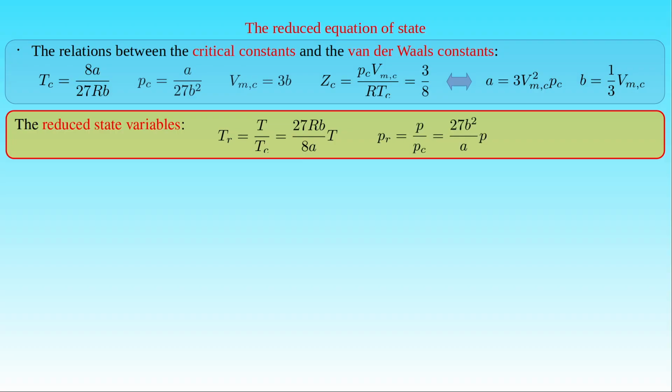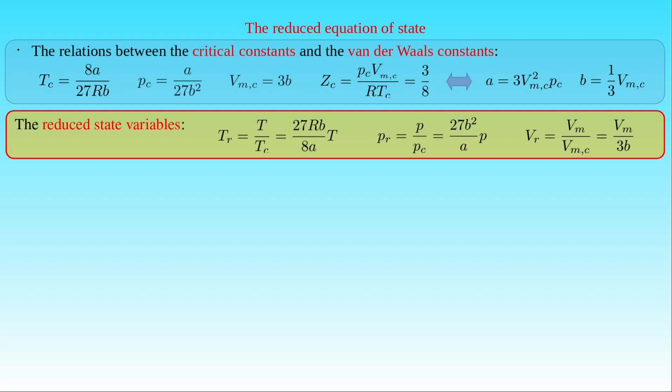The reduced pressure P_R, defined by the ratio of the pressure P of the gas to its critical pressure Pc, is given by 27 times B squared over A, times P. The third critical variable is the reduced volume V_R, defined by the ratio of the molar volume Vm of the gas to its critical molar volume V_mc, and it is equal to Vm over 3 times B.